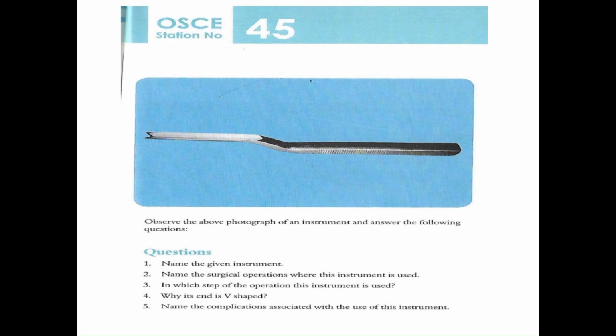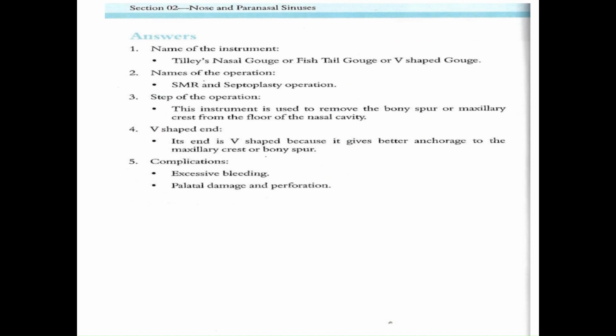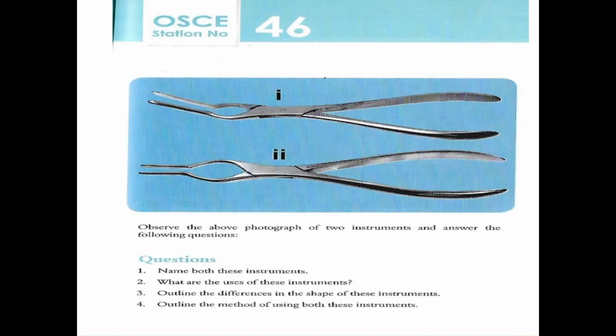Observe the above photograph of an instrument and answer the questions. Name the given instrument and its use. In which step of operation is this instrument used? Why is it V-shaped? Name complications associated with this instrument. Tilley's nasal gouge. Used in SMR and septoplasty. Used in the step in which bony spur or maxillary crest is removed from the floor of the nasal cavity. It is V-shaped because it gives better purchase. Complications: excessive bleeding, palatal damage and perforation.